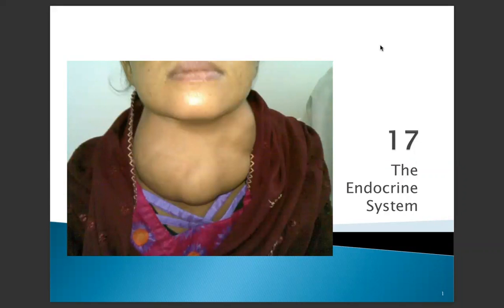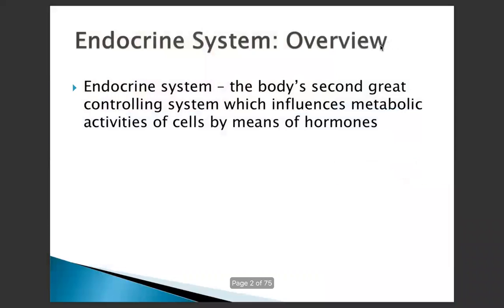So today we'll be talking about the endocrine system. The endocrine system is the body's second great controlling system, which influences metabolic activities of cells by means of hormones.